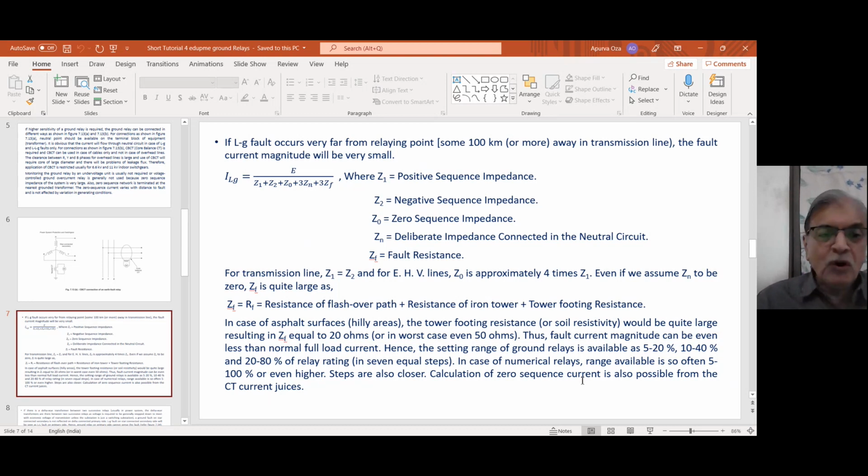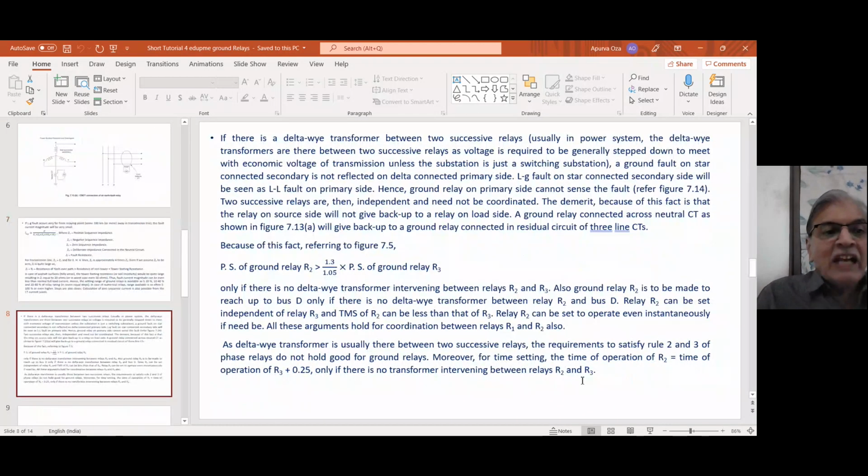So numerical relays that way are better. They are more accurate and you have wide ranges possible. So that is the advantage of numerical relays. So that is the very important thing, that the sensitivity range, the setting range of the ground relays is different.